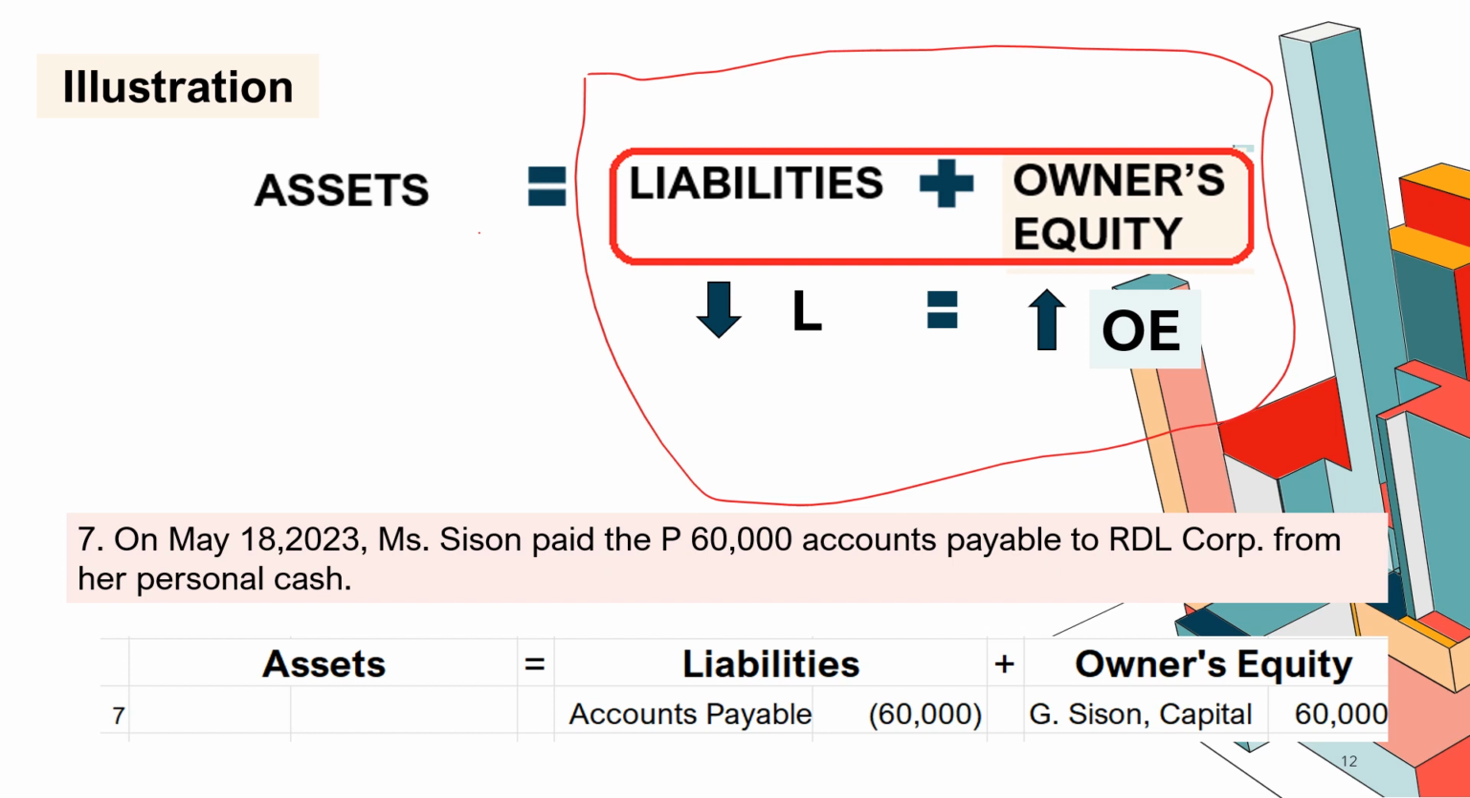Okay, using the same format, we have under the liability section accounts payable, because the 60,000 is for the payment of accounts payable. So we have a decrease in our accounts payable and an increase in G season capital of 60,000. So negative 60,000 and positive 60,000, that's zero. So we maintain the equality of our accounting equation.